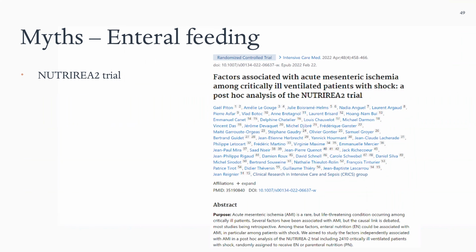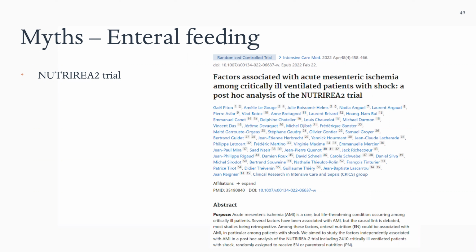Enteral feeding. When can you start feeding your patients on inotropes? This NutriRIA-2 trial showed early isocaloric enteral nutrition did not reduce mortality or the risk of secondary infections, but was associated with greater risk of digestive complications compared to parenteral nutrition. Piton et al. did a post hoc analysis of this trial, and they found that enteral nutrition, dobutamine use, a SAPS-2 score of more than 62, and a heart rate of less than 10 were independently associated with acute mesenteric ischemia.